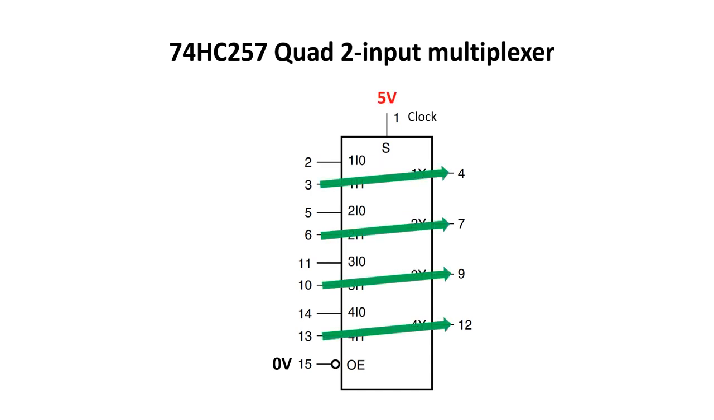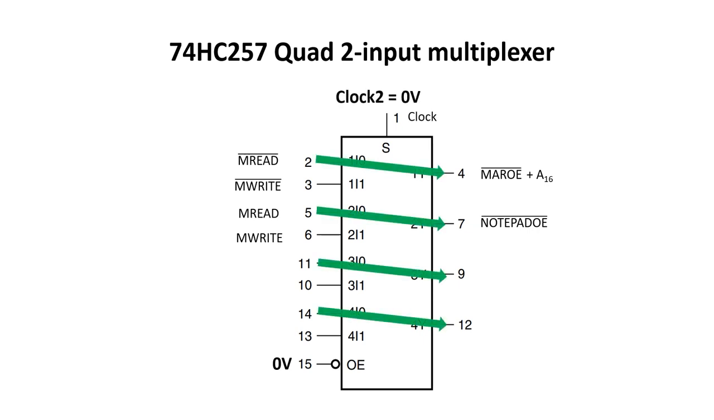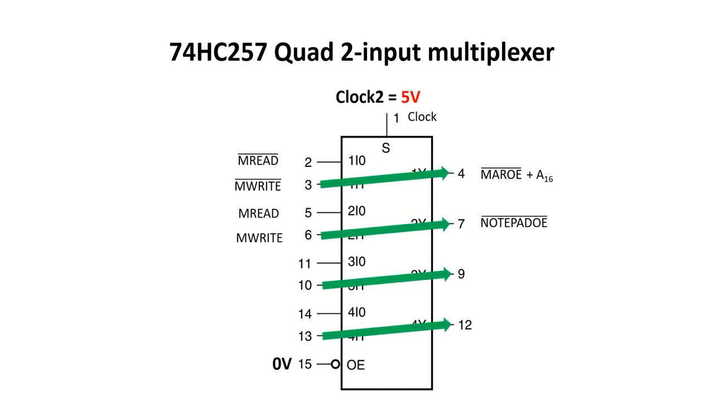But when clock 2 is high, pin 3 goes to pin 4, and pin 6 goes to pin 7. The finite state machine actually produces mRead, mWrite, mRead bar, and mWrite bar. By connecting them up this way, only one of the notepad register or memory address register can be selected at any one point in time.